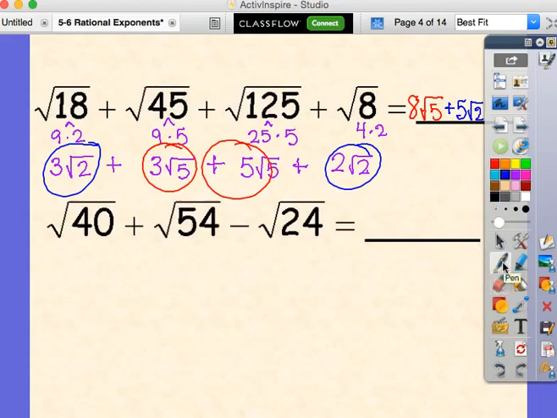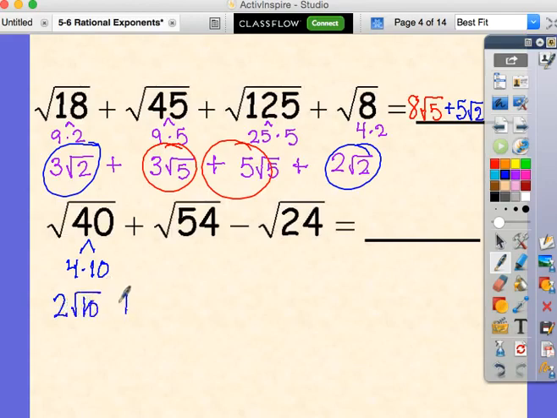All right, square root of 40 can break apart into 4 times 10. Good. You should start to be getting quicker at pulling out the perfect squares. All right, the 4 comes out as a 2. The 10 is left inside.